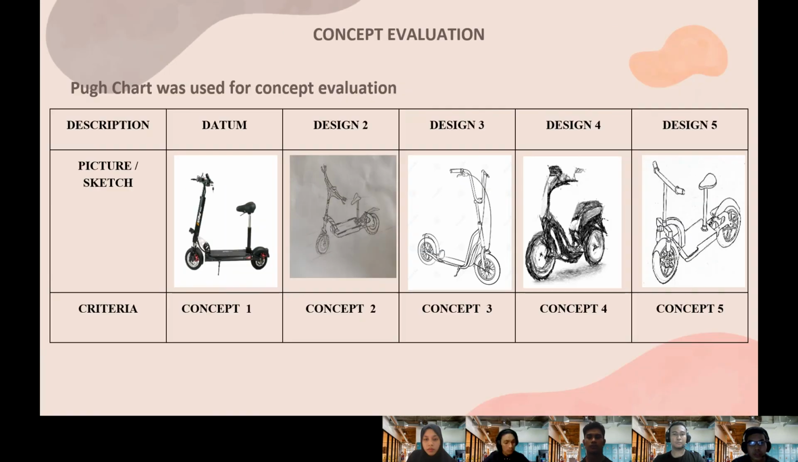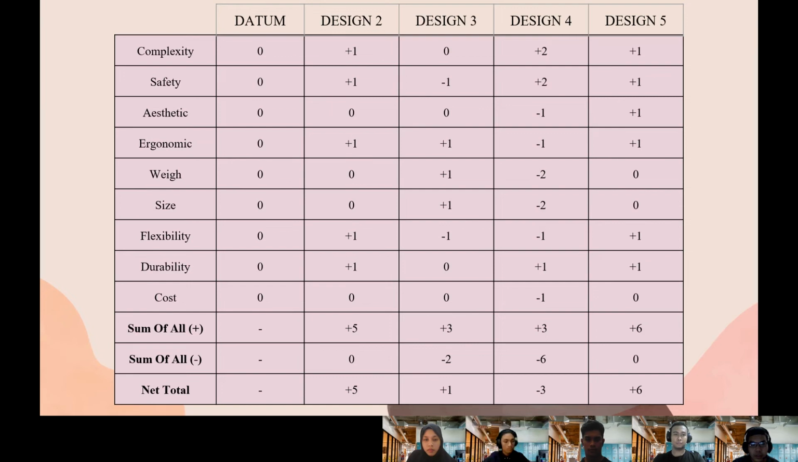Now for the view chart, we can see that the reference design is the datum. From this view chart, there are several criteria for the scooter that are important and that we need to have in the design process. Now for the criteria, we can see that some designs have different scores, and in the net total we can see that design 5 has the highest score.